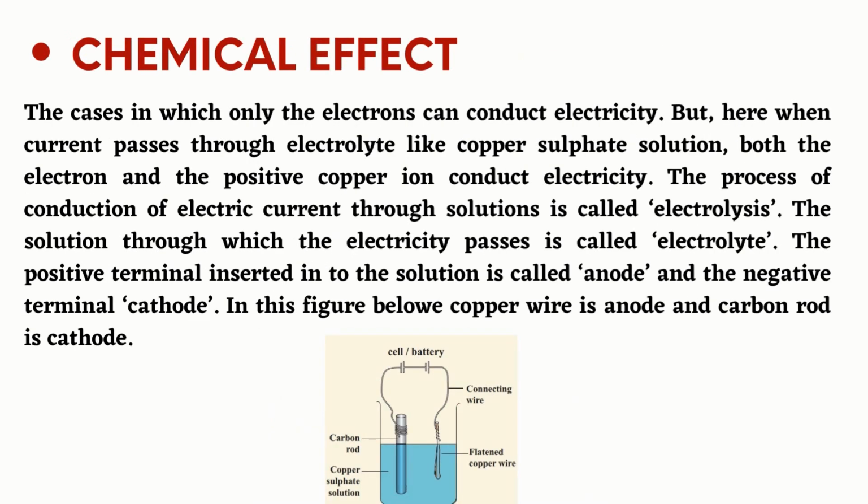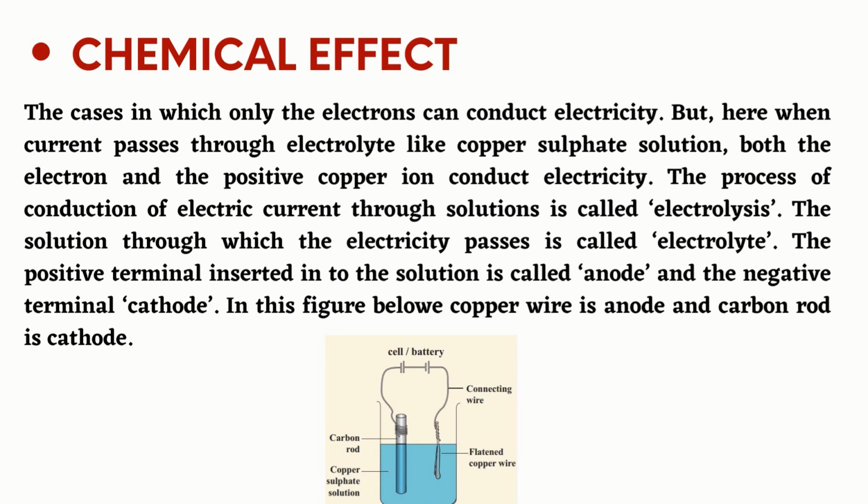Chemical effect. The case in which ions conduct electricity is known as chemical effect. Here, when current passes through an electrolyte like copper sulfate solution, both the electrons and positively charged copper ions conduct electricity. The process of conduction of electric current through a solution is known as electrolysis. The solution through which the electricity passes is known as electrolyte.